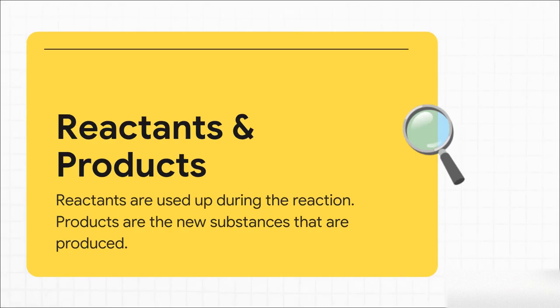Okay, so every reaction has two main players. First, you've got your reactants. These are your starting ingredients, what you have before anything happens. Then you get the products. That's the new stuff that's created after the change. It's just like baking, right? The flour, sugar, and eggs are your reactants, and the finished cake is the product.